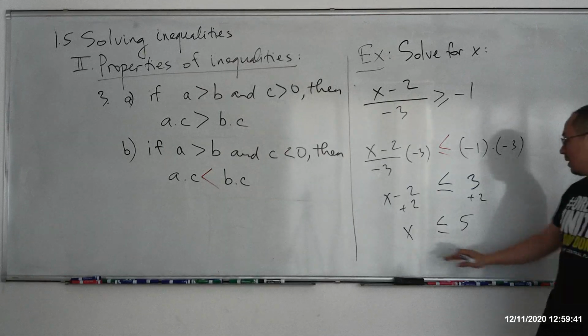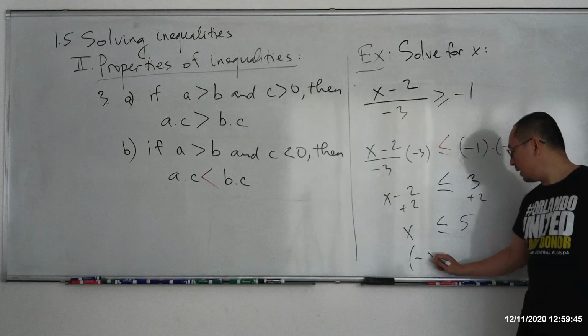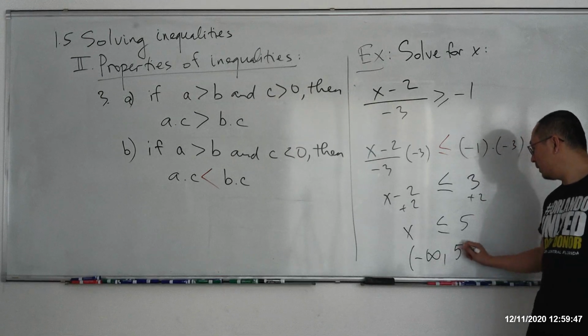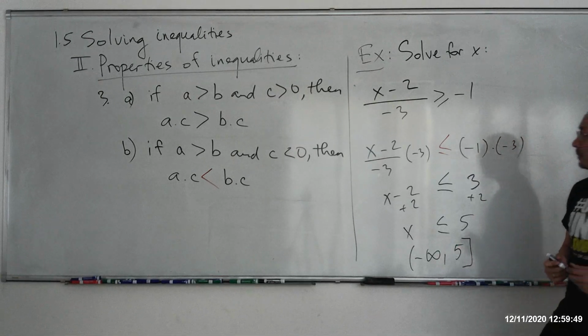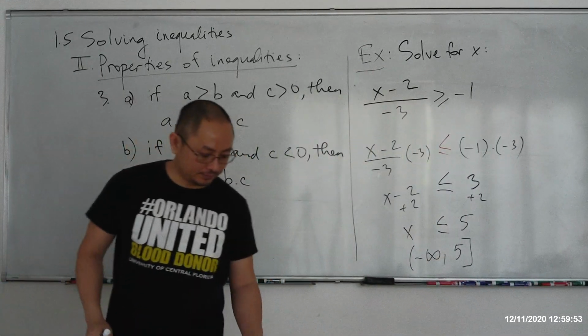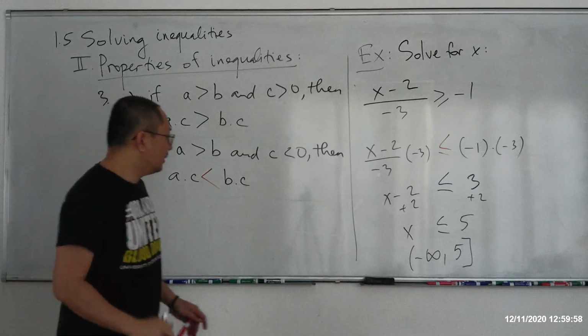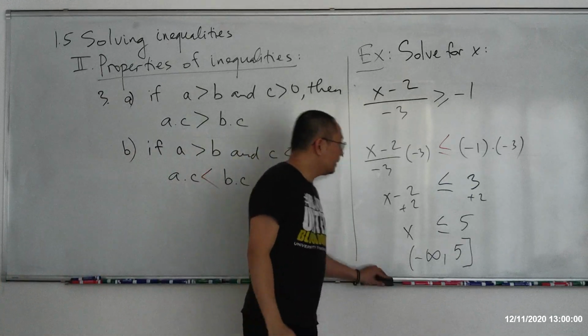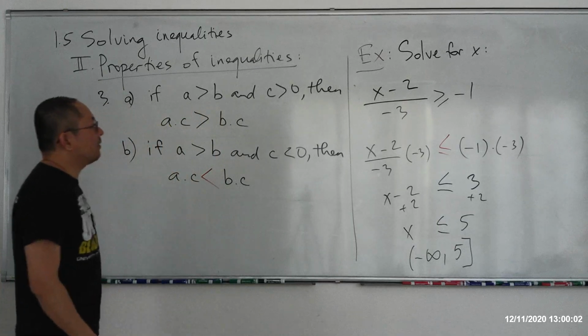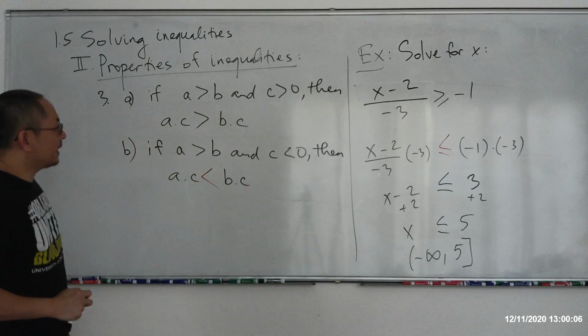And of course, if you want to represent your answer in interval notation, it's going to be parenthesis, negative infinity all the way to 5, and then a square bracket. Okay? Now, let me try to give you one more example before I move on to section 1.6.